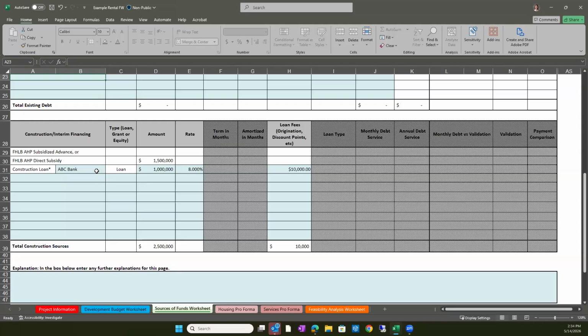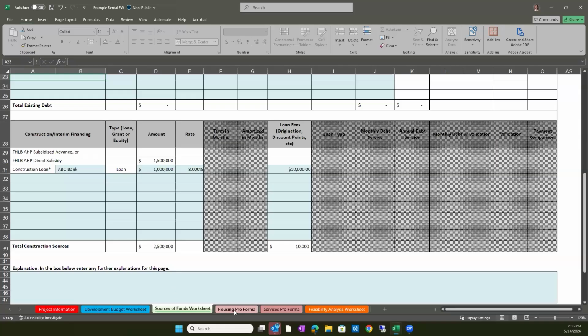All right. That wraps up our sources of funds section. I will note there's explanation boxes at the bottom of every page. So if there's anything that looks weird, any documentation that may not match what is entered in the workbook here, something like that, you are welcome to provide explanations in those boxes at the bottom to help us in our analysis during the application process.